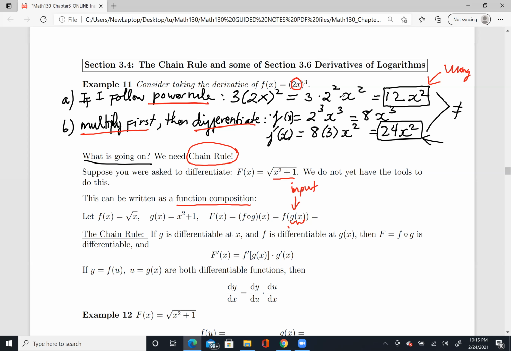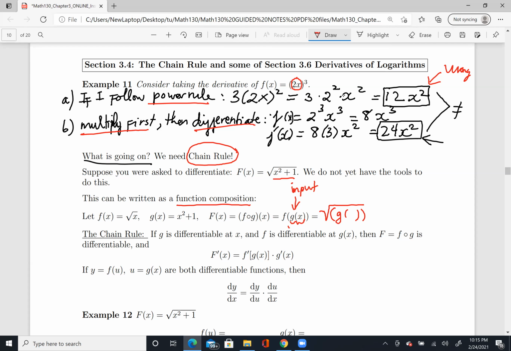Okay, g of x is the input. So what does that mean? The outer function was the square root of x, right? Now the x was the input, and now it changed to be g of x, right? So what is g of x? It was x squared plus 1. So I had to change it to x squared plus 1. Okay.